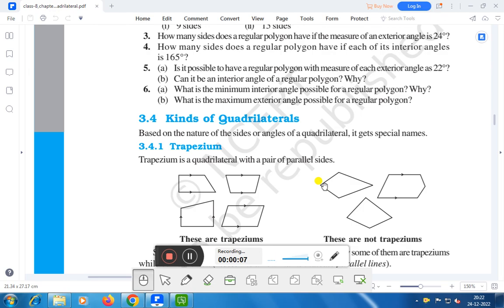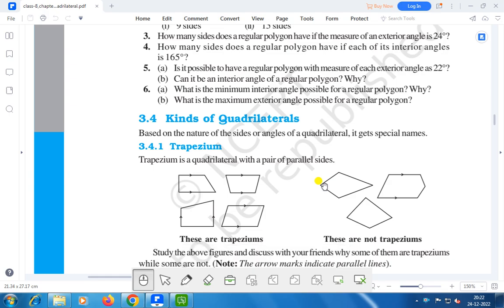Hello everyone. Today we'll discuss kinds of quadrilaterals. Based on the nature of the sides or angles of a quadrilateral, it gets special names. First one is trapezium. Trapezium is a quadrilateral with a pair of parallel sides.